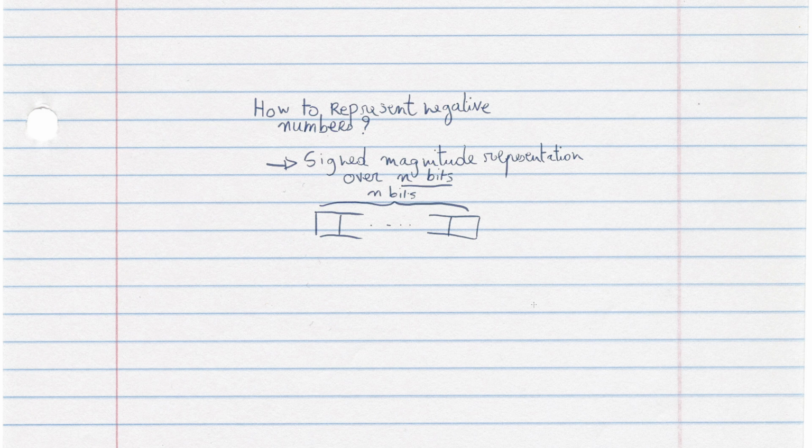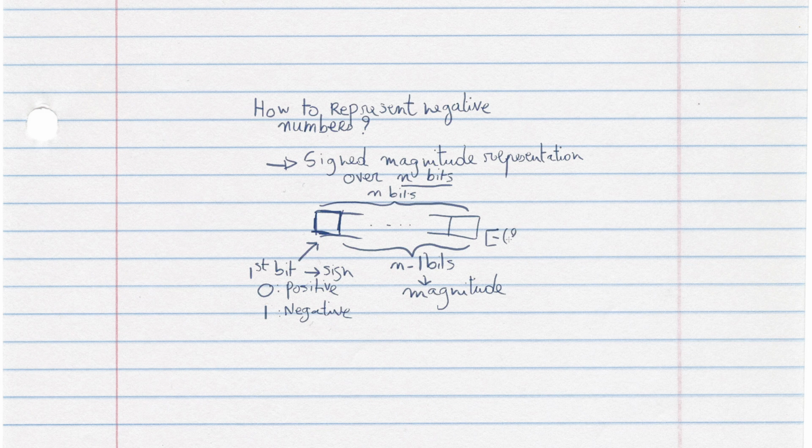So we have n bits altogether. We save the first bit here to encode the sign. That would be 0 if it's positive and 1 if it's negative. So we know the sign of our number. And the n minus 1 bits here will be used to represent the magnitude, that is the absolute value of the number we want to represent. So we can represent numbers from minus (2 to the power of n minus 1, minus 1), because we have n minus 1 bits to represent the magnitude and we start from 0, to plus that number.